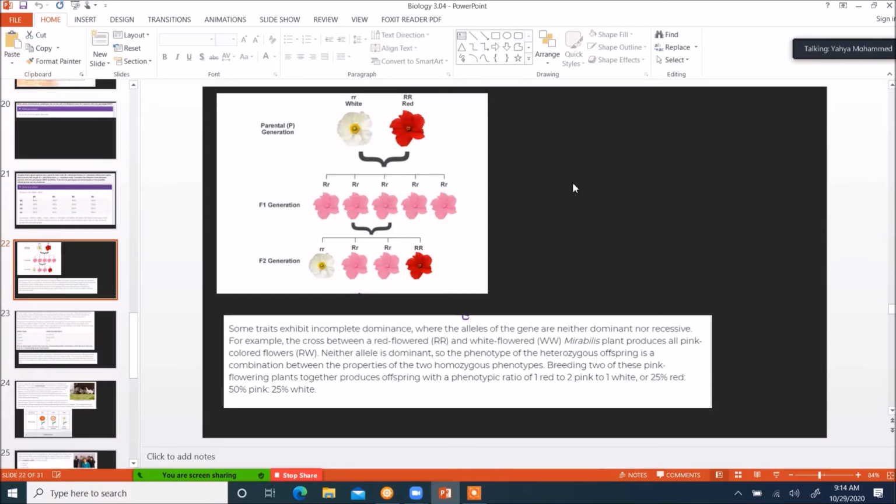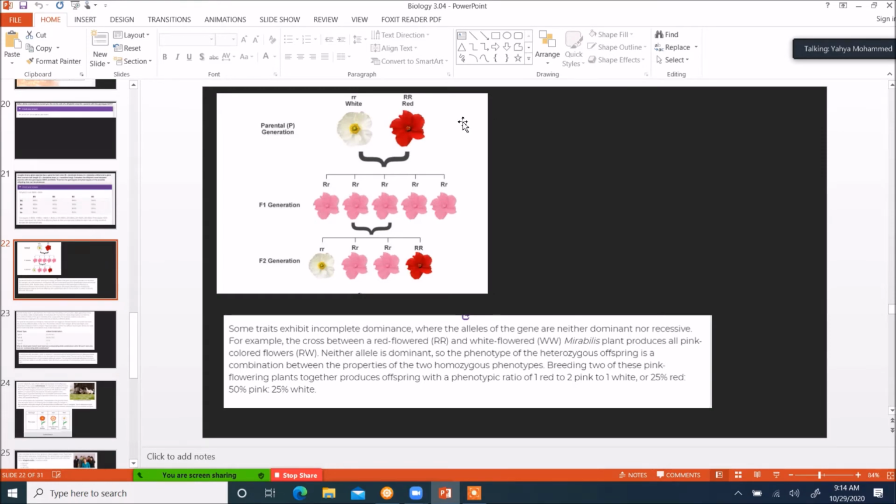So Yusuf, take a look at the heterozygous capital R, lowercase r. What would you expect to see if the capital R was completely dominant? I'd expect to see red. You'd see red, right? But we don't see red. We see pink. So this is called incomplete dominance. This is when the dominant allele is more dominant than the other one, however, it's not dominant enough. It cannot completely overpower the recessive allele.